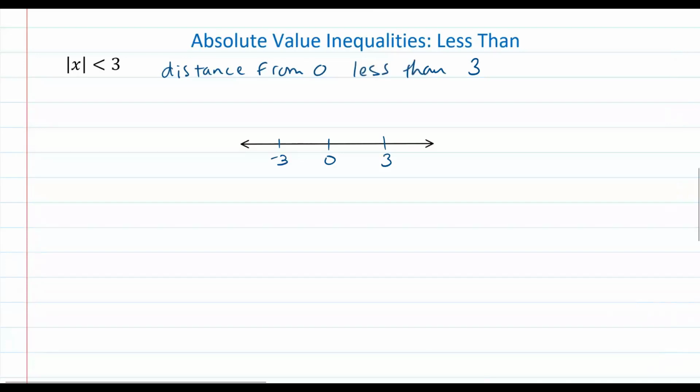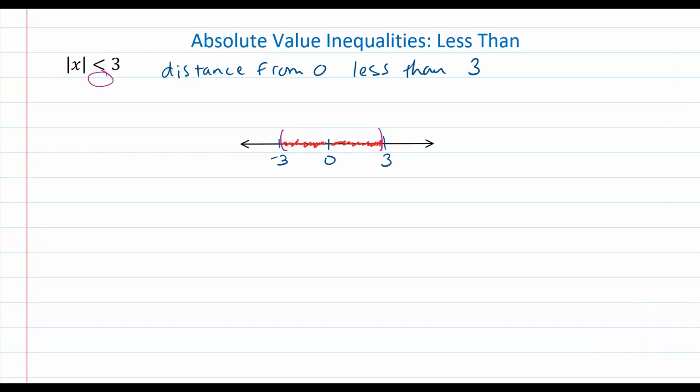But we're looking not only for values that have a distance equal to 3, but we're looking at values that have a distance that is less than 3. So that would be represented as 2 or 1 and all the decimals in between, and also negative 1 and negative 2 and all the decimals in between. However, we are not including 3 or negative 3 in our solution set because we do not have an equal to part in our inequality. So that's why we would put parentheses as boundaries on negative 3 and positive 3.